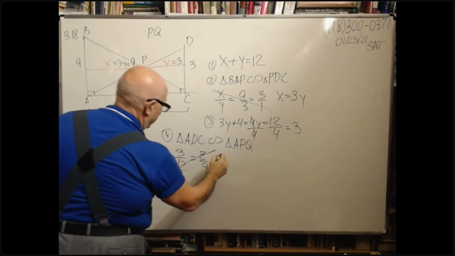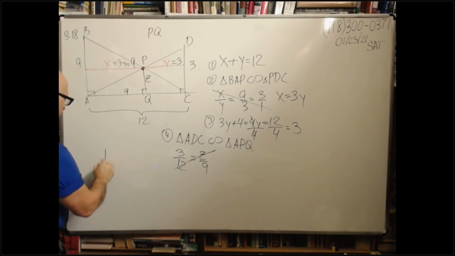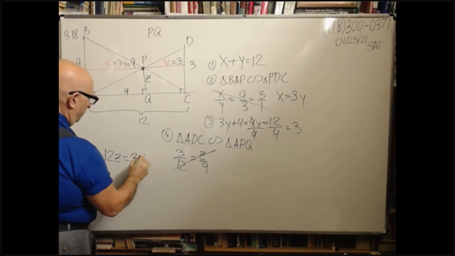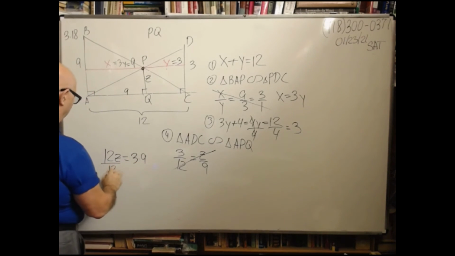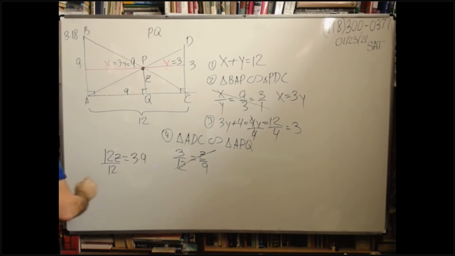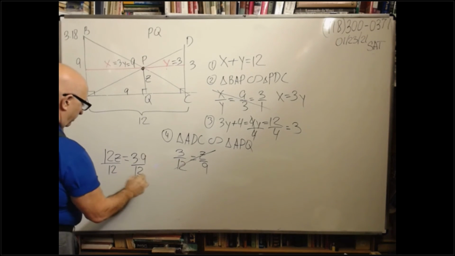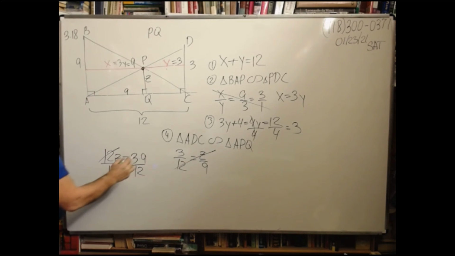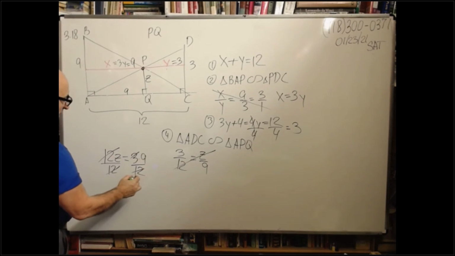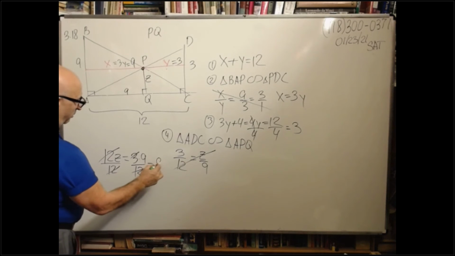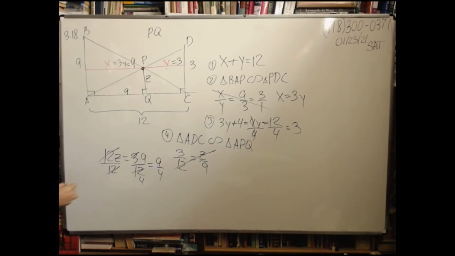Cross multiply. Right here, 12z equals 3 times 9. Divide by 12. Cancel, cancel. 3 goes into 9 and into 12 four times. It would be 9 over 4. Four steps, also a very typical question. So far, so good. If you have a question, ask me.